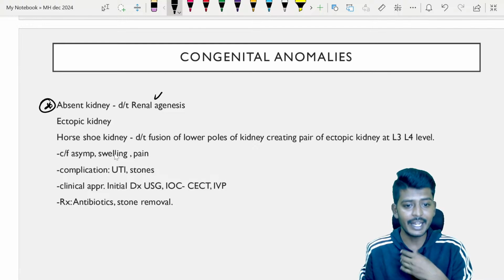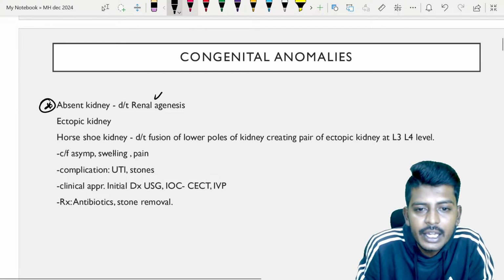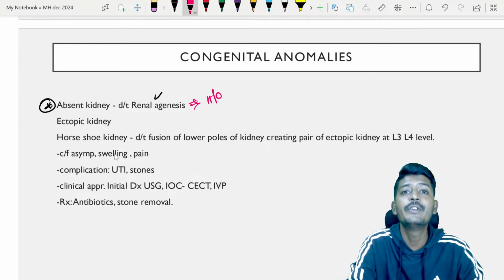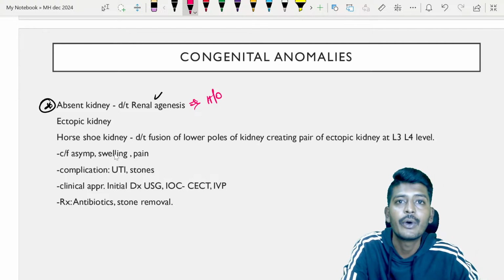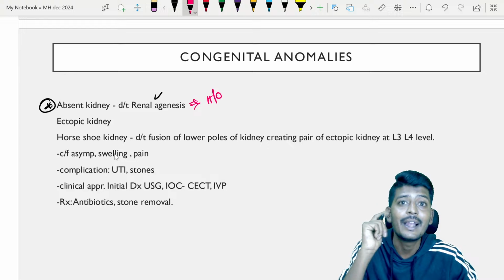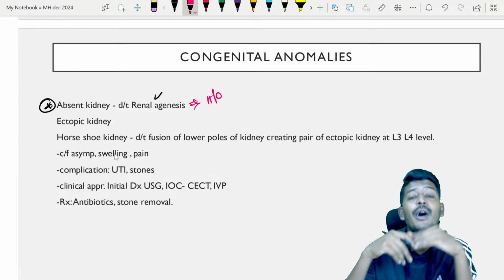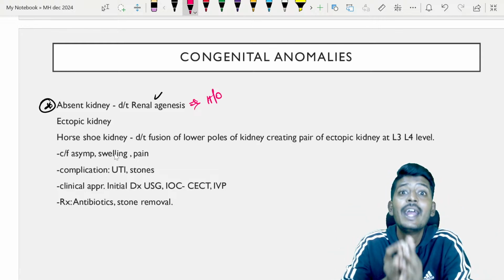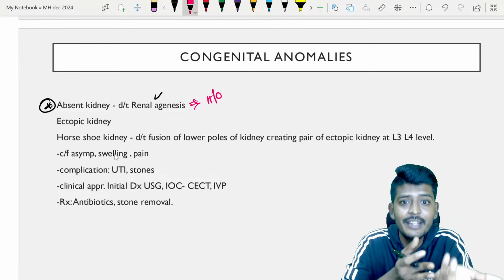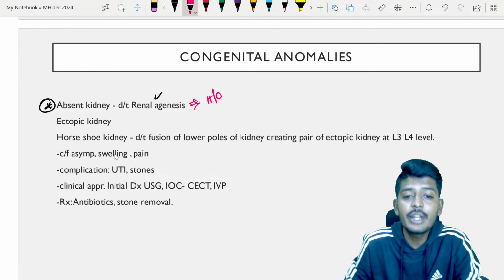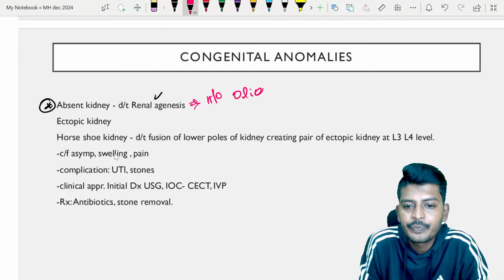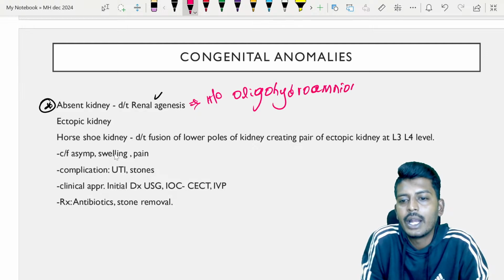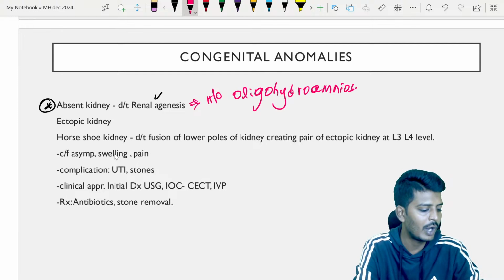So if there is renal agenesis, what are the early clinical features? In renal agenesis, there will be a history of which, polyhydramnios or oligohydramnios? In GIT anomaly, it is polyhydramnios. But if the kidney is not there, urine will not form. Urine itself is the amniotic fluid. If the urine of the baby is not formed, because the kidney is not there, there will be a history of oligohydramnios.